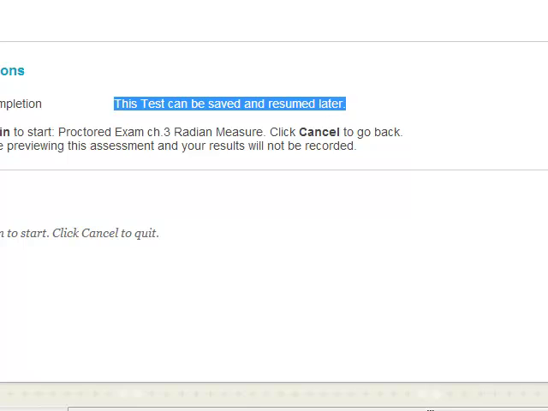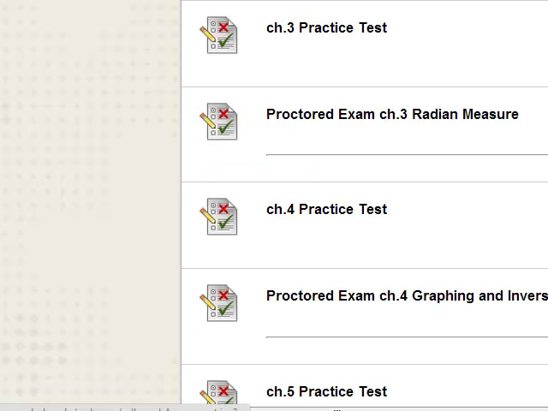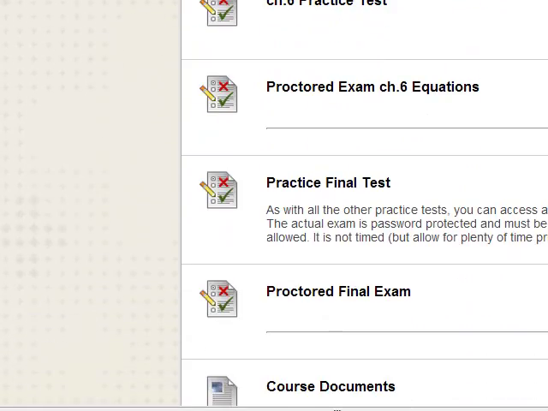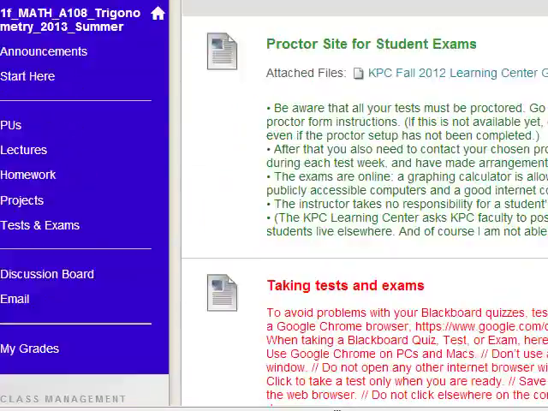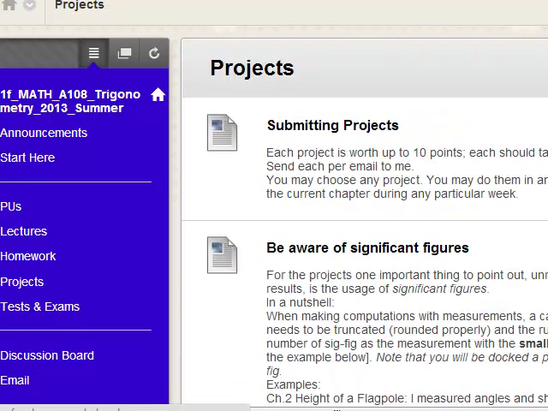Okay, so anyway, let me click begin, and I do get a password request that only the proctor has. So at this point, I'm not going to do that. Alright, so practice test, proctored exams. Here's also the practice final test and the proctored final exam. Okay, back to the projects.